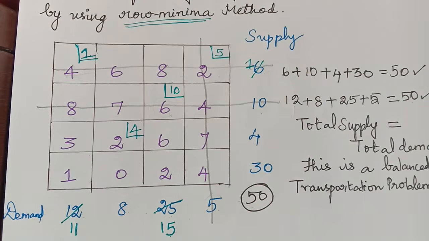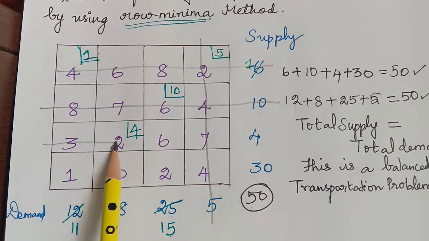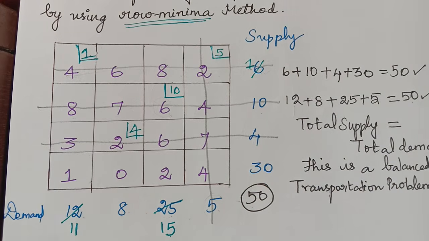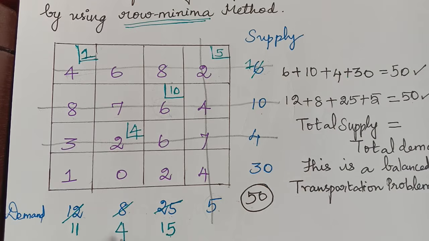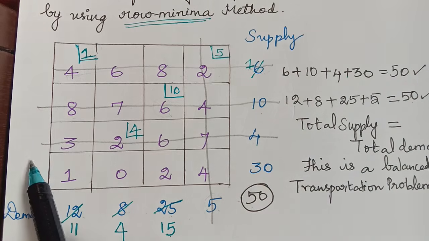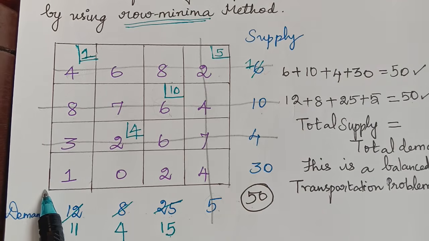So after making an allotment, we have to completely strike off the row from which we have made an allotment. And after that, we have to subtract that 4 from this 8. So 8 minus 4 will be 4. And now if you see, the third row is also completely done. It is struck off. So we have to move on to the fourth row.